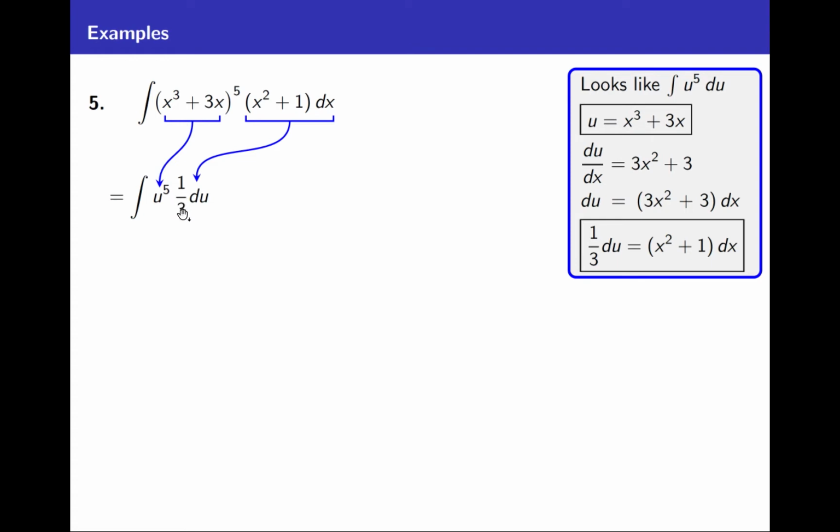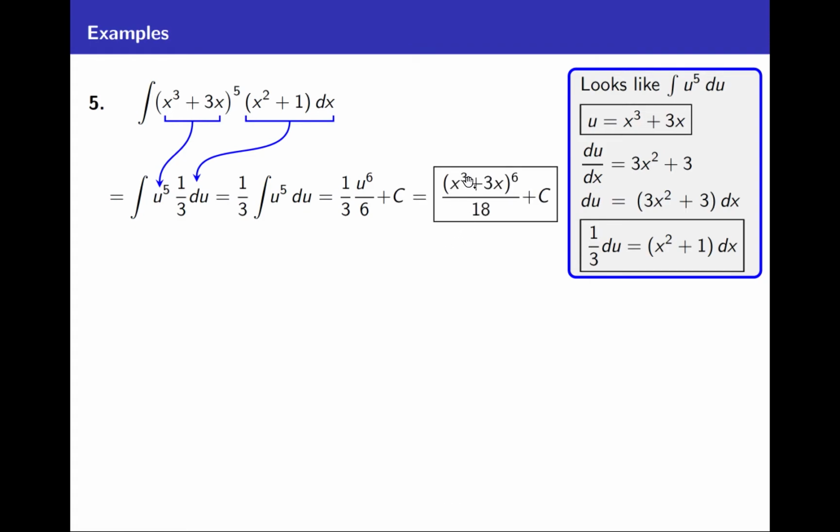And now that 1/3 is a constant, it can factor out of that integral. You get 1/3 integral of u to the 5th du. And we can use the power rule for that. This works out to be 1/3 u to the 6th over 6 plus a constant. We've got to plug in what u is. It's x cubed plus 3x. So we get (x cubed plus 3x) to the power of 6 divided by 3 times 6, which is 18, plus C. So there's our answer.